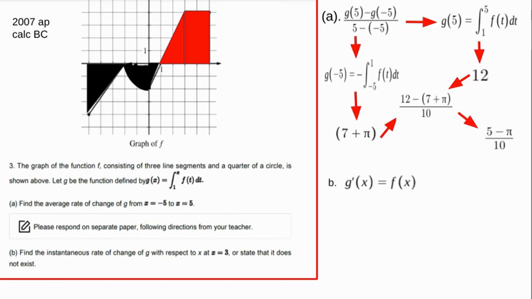For the instantaneous rate of change, you have g prime equals f of x, because the integral cancels out, so it's just going to leave f of x or f of t in the problem. It's asking for the derivative at x equals 3, so you just have to find what f of 3 is equal to, and it's equal to 4, as you can see up there. And the scoring guidelines are linked down below.